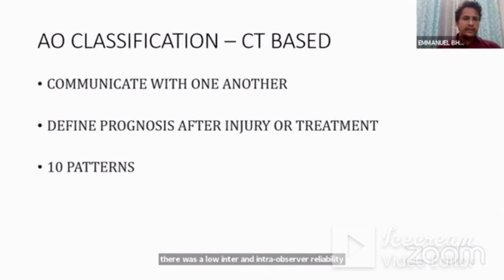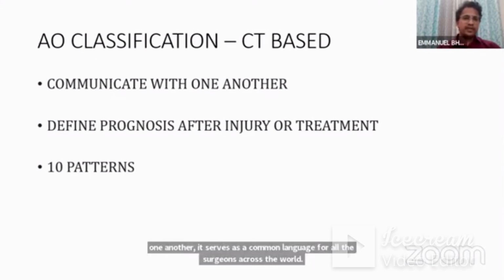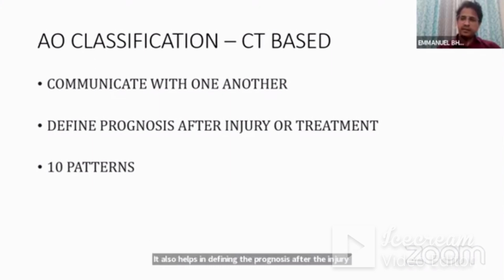So that is where the AO classification was brought in, which is CT based, and this helps in communication with one another. It serves as a common language for all the surgeons across the world. It also helps in defining the prognosis after the injury or treatment and describes stent patterns.